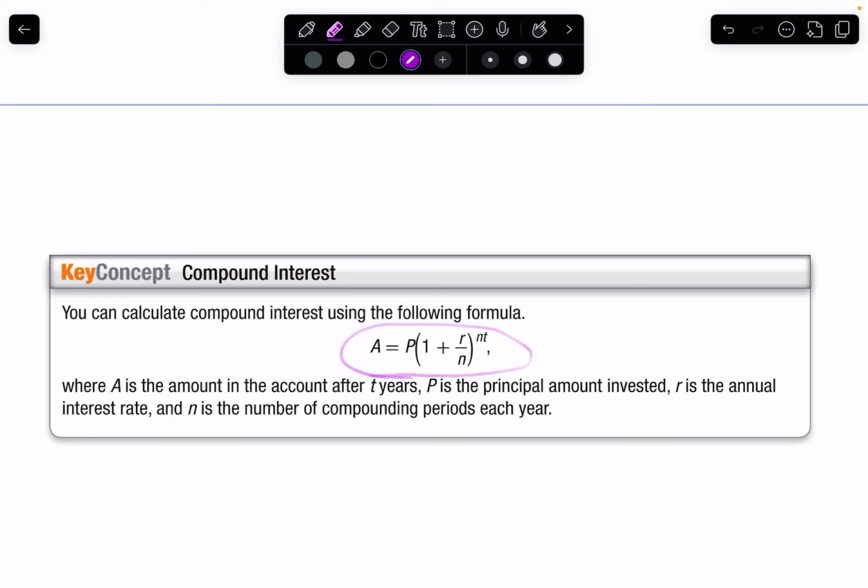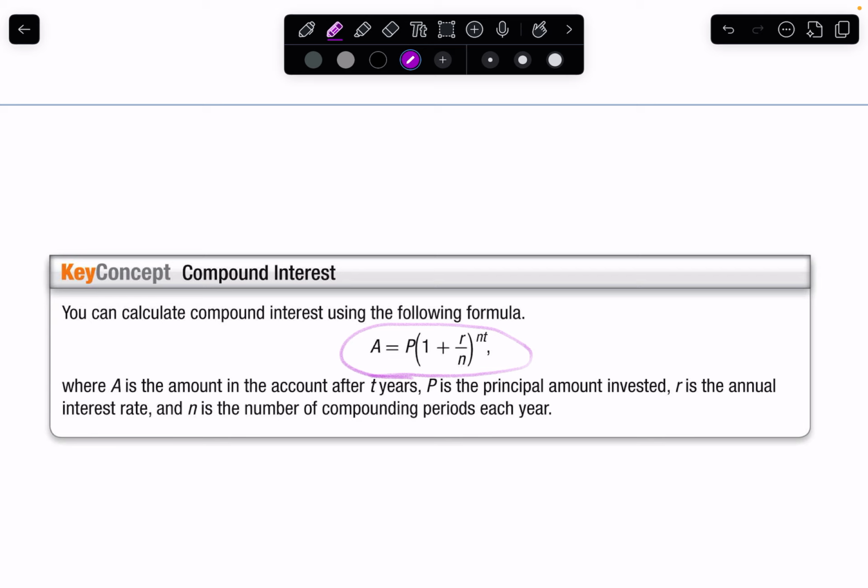So, A is the amount that's going to be in the account after so many years. That's generally going to be your answer. P is the principal amount that's invested. So a word problem with this will look something like somebody put $1,000 into an account. The interest rate of the account is 5%. It's compounded monthly, and they let it sit in the account for 18 years. So you're really just plugging in numbers into this.